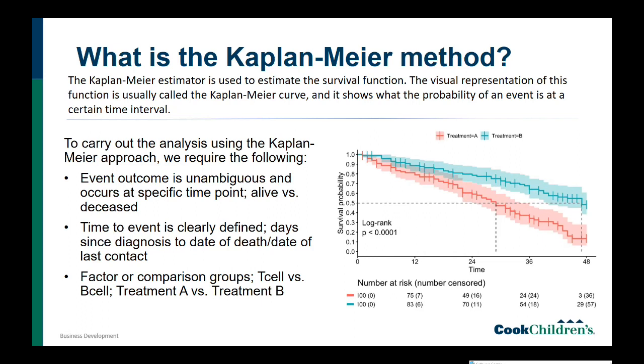So your optional variable can be, they call it a factor or your comparison between patient groups. So you can do a single survival curve, or you can have this comparison between treatment groups like you see on this example graph. They have treatment A versus treatment B, or T cell versus B cell, or any sort of patient comparison group that you want to look at the difference between their survival functions.